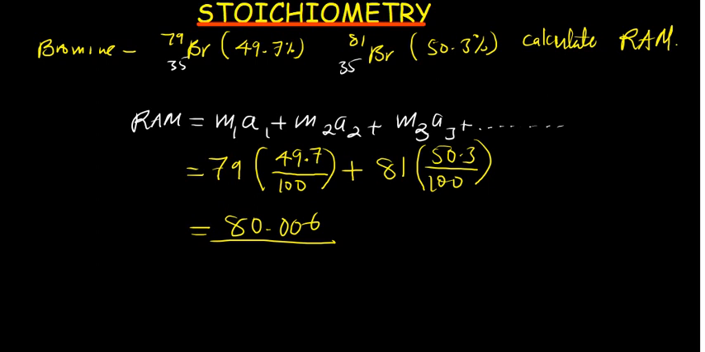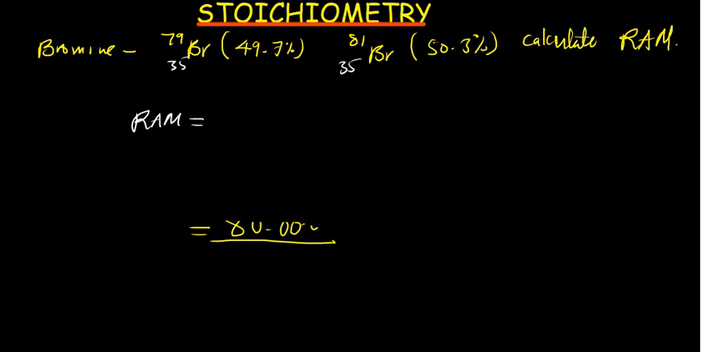Do we have questions before we go to another example? So when you want to calculate the relative atomic mass, I'll repeat, you get the mass of the first isotope multiplied by its percentage abundance, plus the mass of the second isotope multiplied by its percentage abundance. If there's another one, continue like that.